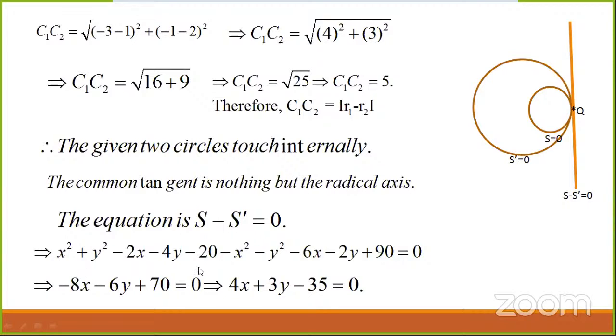Now we have S from here and we have S dash with a minus sign. So it is minus x square minus y square minus 6x minus 2y plus 90 equal to 0. On cancelling x square and minus x square, y square and minus y square, we will be remaining with x terms, y terms as well as constants. Minus 2x minus 6x is minus 8x, minus 4y minus 2y is minus 6y, and minus 20 plus 90 is plus 70. Taking minus 2 common, we shall get 4x plus 3y minus 35 equal to 0 as the equation of the common tangent at Q, or the equation of the radical axis.